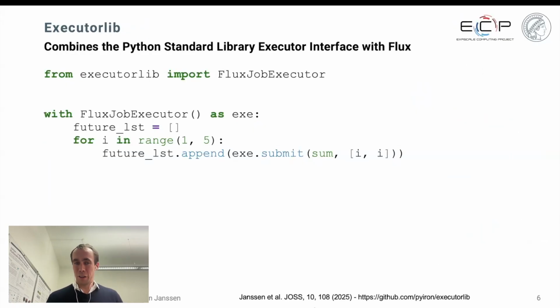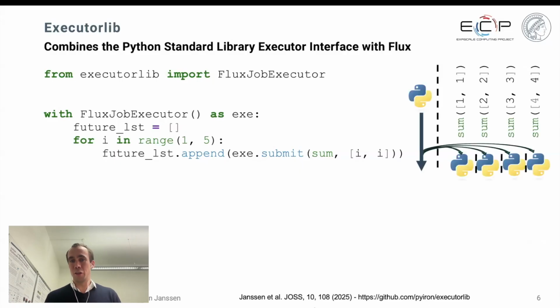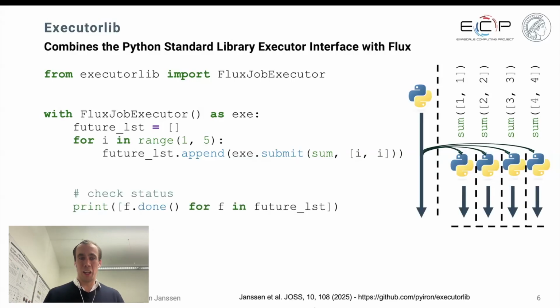The syntax is very much the same as the executor from the standard library. But rather than starting local processes on your computer, what the Flux job executor now is doing is using the Flux scheduler to get tasks distributed over all the different resources in your allocation. Right, so I try to indicate this here with the small dashed lines. So these are no longer processes running on one compute node, but could be processes scattered over the whole computing allocation. You can use the same functionality.